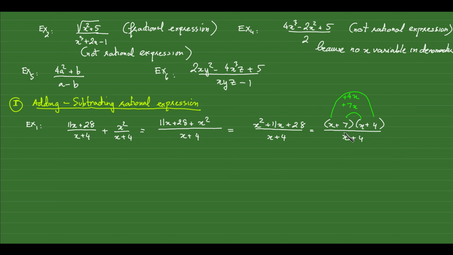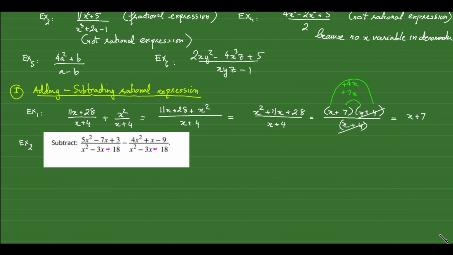And after you factor them, you see that x plus 4 and x plus 4 here are the same. So just go ahead and cancel them out. So your final answer will be x plus 7. Okay. So when you have two rational expressions that have the same denominator, you just go ahead and add them up. Okay. Let me see. I can give you another one.